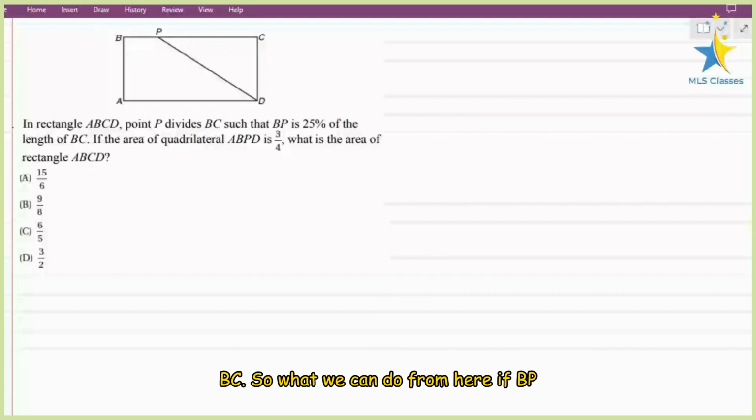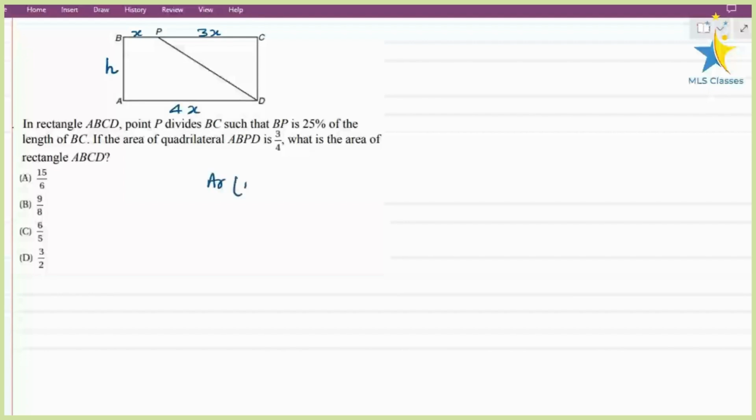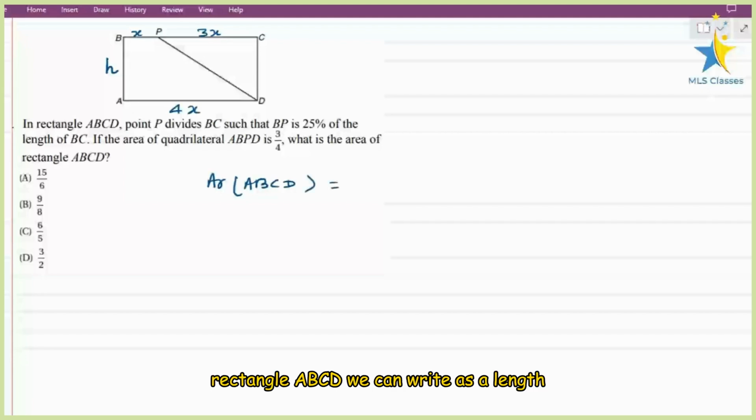So what we can do from here, if BP is 25% of the length of BC, that means if this is X, then this will be 3X. Now if this is X and 3X, that means AD will also be 4X, because this is a rectangle and opposite sides of rectangles are equal. Now let's suppose this is height H. So the area of rectangle ABCD we can write as length times width. So that is 4x times h, which is 4xh.